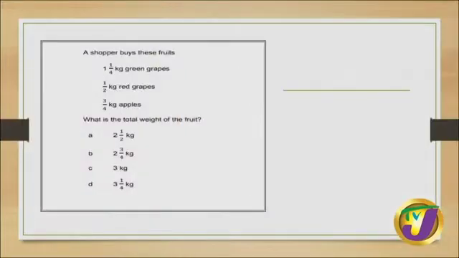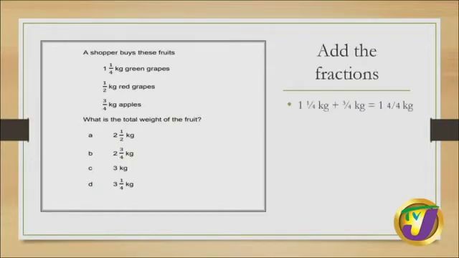All right. A shopper buys fruits: 1 1/4 kilograms of green grapes, 1/2 kilogram of red grapes, and 3/4 kilogram of apples. Now, what is the total weight of the fruit? What are they asking you to do here? You hear the word total. The person bought 3 different fruits. They're asking you to calculate how many kilograms of fruits were purchased. So we're going to add the fractions.